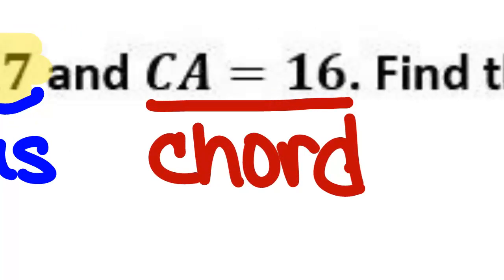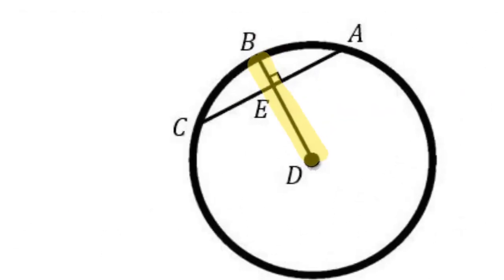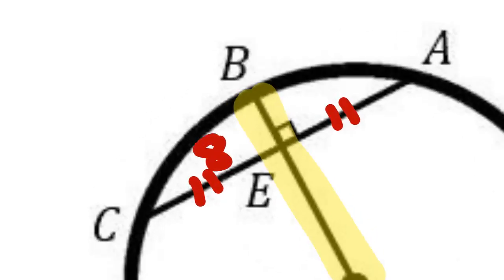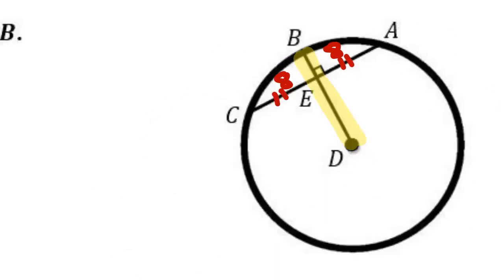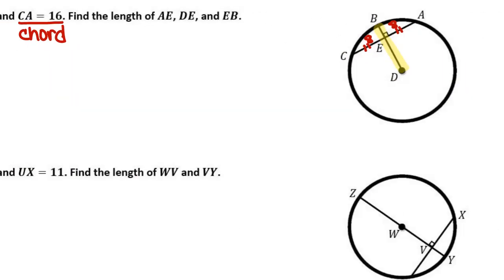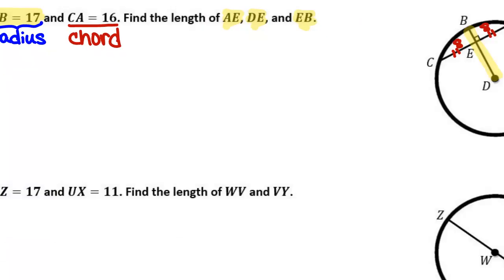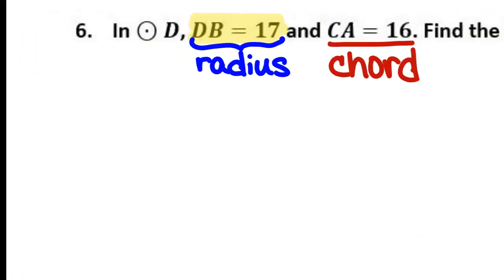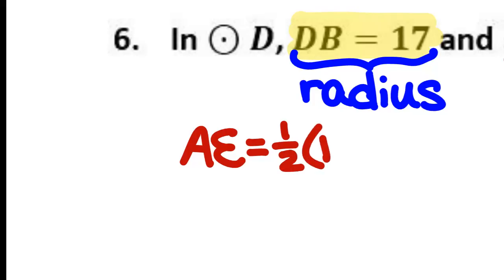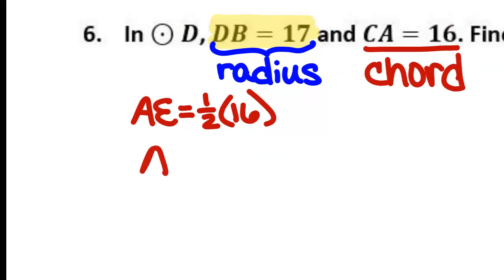What is the radius doing to that chord? It's bisecting it. So how big is each part? 8. So this part here is 8. This part over here is 8. What do they want us to find? AE, DE, and EB. Didn't we find one of those already? AE, how big is AE? 8. AE is half of 16, so AE is 8.